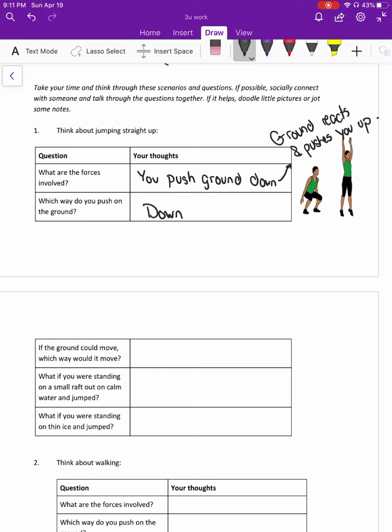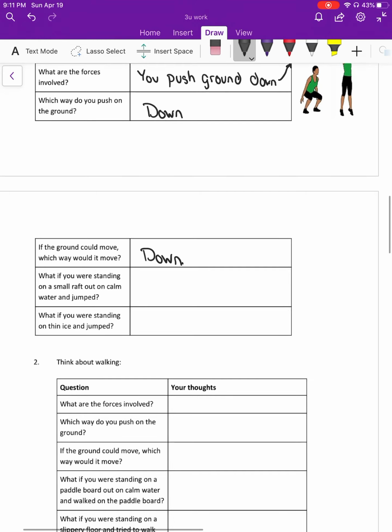If the ground could move, it would move down. We don't see it, kind of like that sun-earth thing, because the earth is so massive compared to us, that little force we put on it doesn't matter. If you're on a small raft and jumped, then the raft would move down. If you're standing on thin ice and jumped, we're going to get into this later, maybe the thin ice will break. We'll come back to that when I get you to do some thinking about reaction forces.